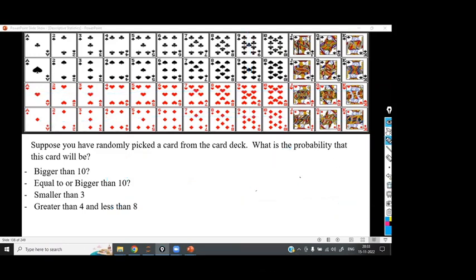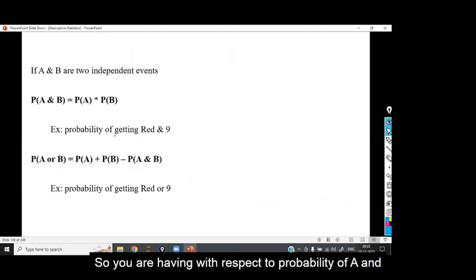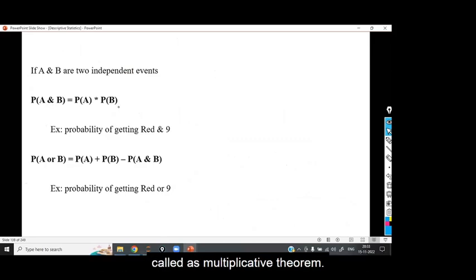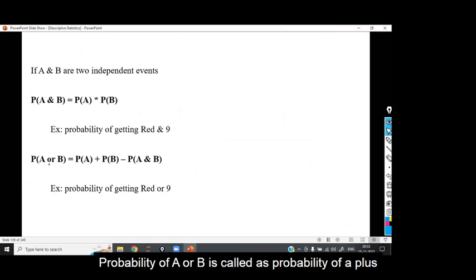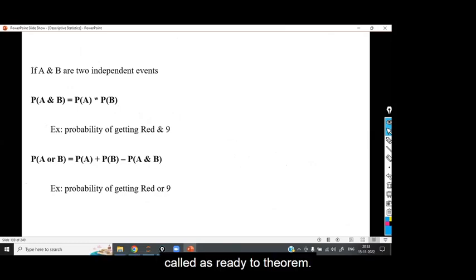Is that clear, guys? So with respect to probability, probability of A and B is equal to probability of A into probability of B. This is called the multiplicative theorem. Probability of A or B is probability of A plus probability of B minus probability of A and B, which is called the additive theorem. I have shown you with an example. Now it is clear. Completed.